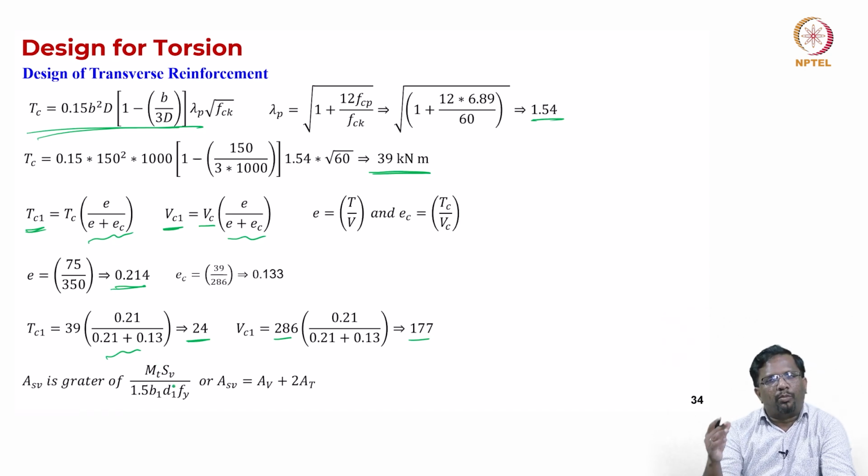This is from the amount of stirrups. There is a minimum reinforcement requirement that we need to satisfy, so it should be greater than this and this. So now let us look at what is the requirement that we are getting.